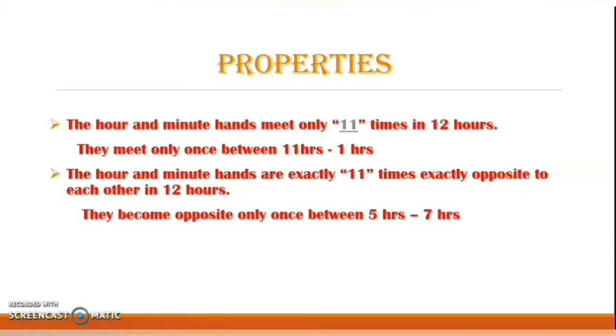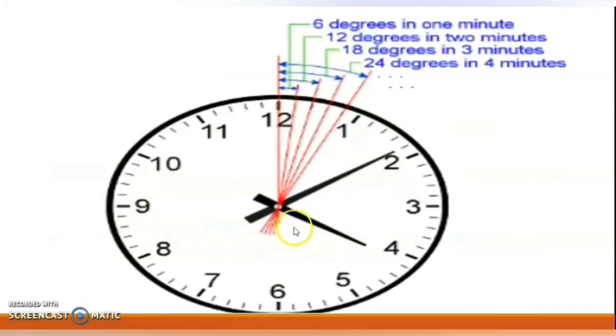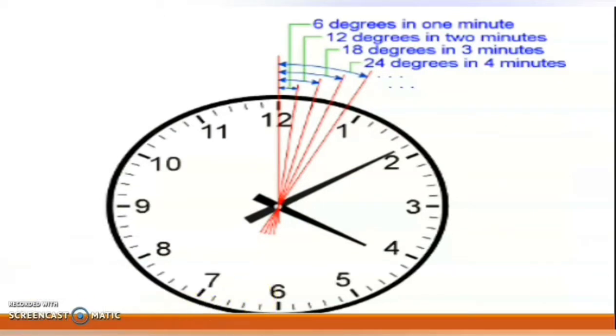Similarly, we have the next property here. It says the hour and minute hands are exactly 22 times perpendicular to each other in 12 hours. Now, what do we mean by perpendicular? Perpendicular means the two hands make an angle of 90 degrees. So let us see how they look. Suppose my minute hand is over here and the hour hand is over here, then the angle between the two, if it is 90, then they are said to be perpendicular to each other.